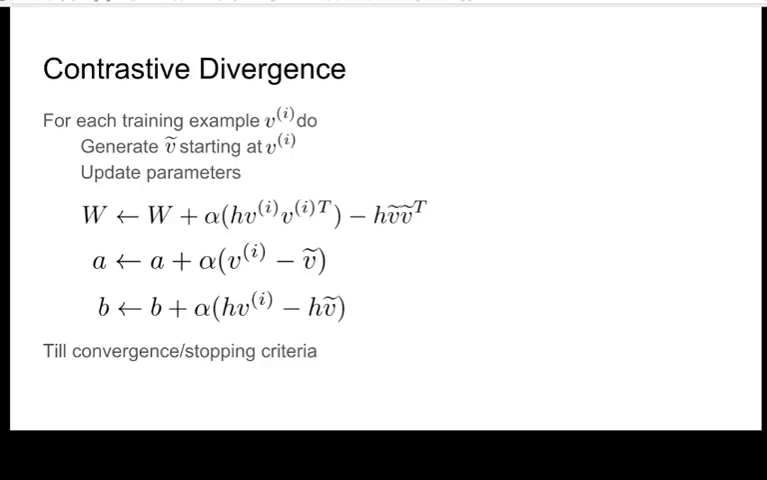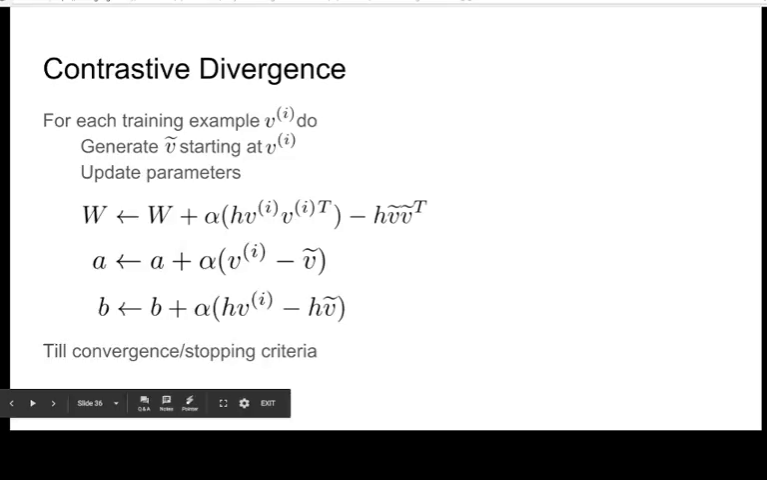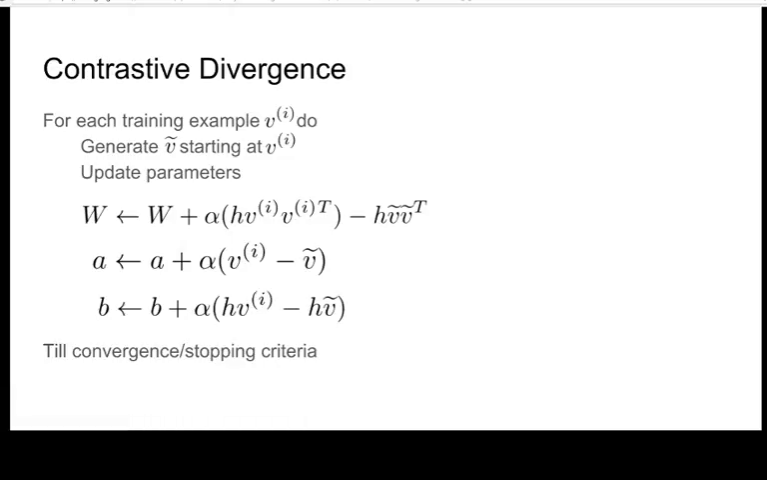So this is, not getting into the math derivation again, but these are the update rules for the parameters that you get from over there.